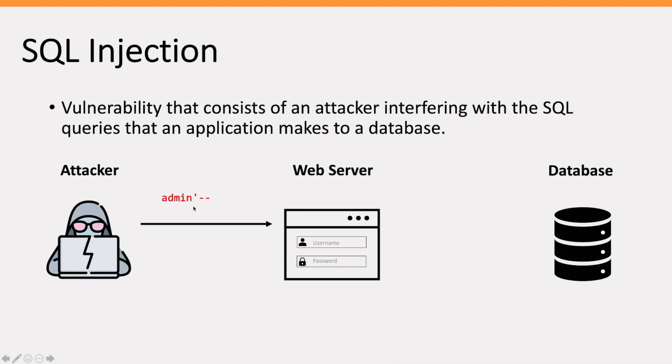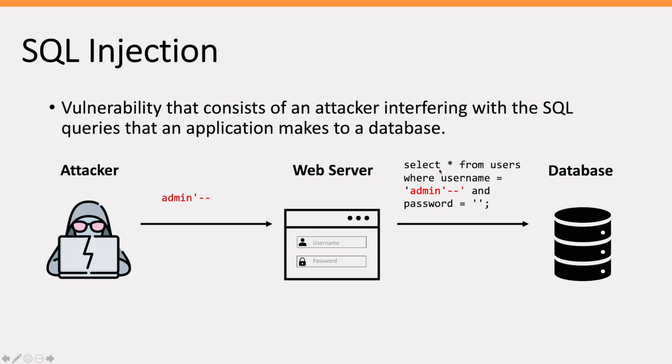In this case, what an attacker is doing is in the username field, instead of just adding a username, the attacker adds the username admin, the account that the attacker wants to compromise. But then the attacker also adds some SQL characters after the username. So a single quote and then a double dash, which stands for a comment. So what happens is that this username gets included in a query.